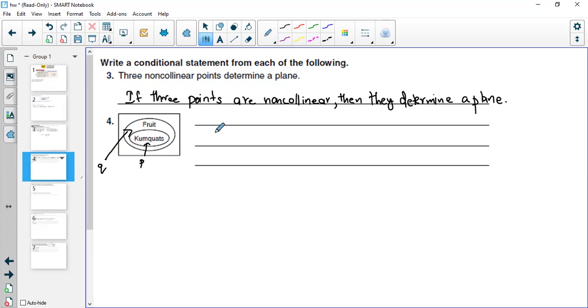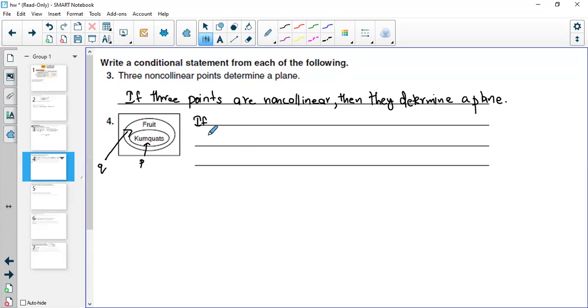So the figure itself is talking about fruits, right? So how are you going to write the conditional statement? Now you have to say your sentence will start with the word if. So the figure is talking about kumquat. So kumquat is a fruit, so that's what they said. So if kumquat is fruit, so then what will happen? So we need to write the conditional statement for this.